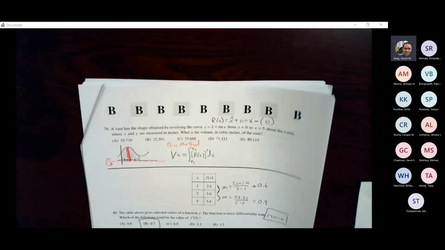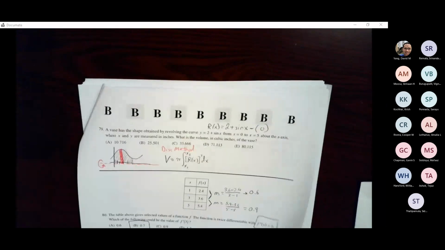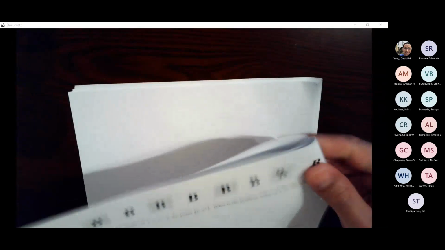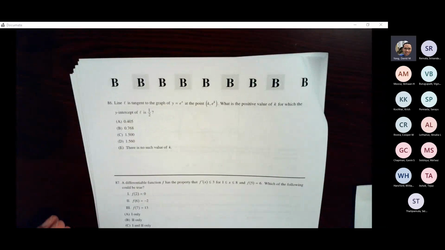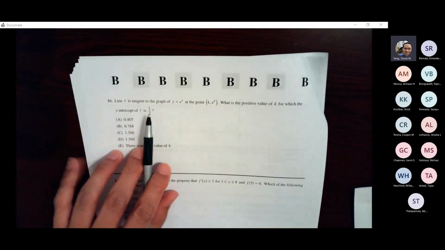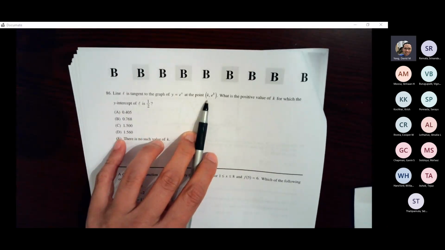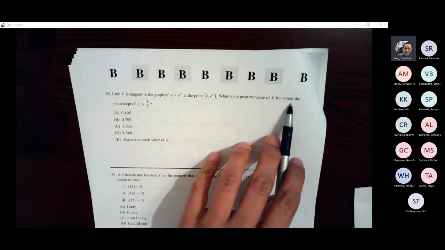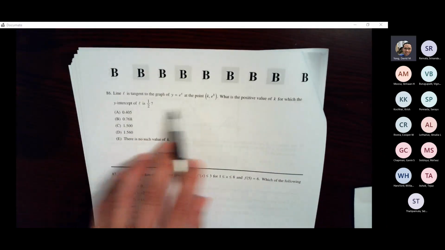All right, 86. The 86 says a line L is tangent to the graph of y equals e to the x at the point k, e to the k. What is the positive value of k for which the y-intercept is 1/2?